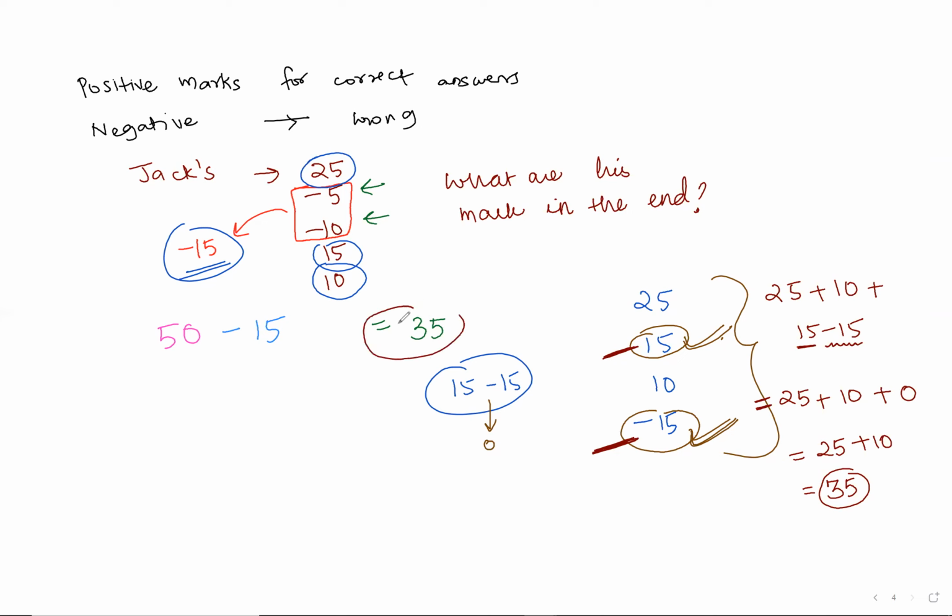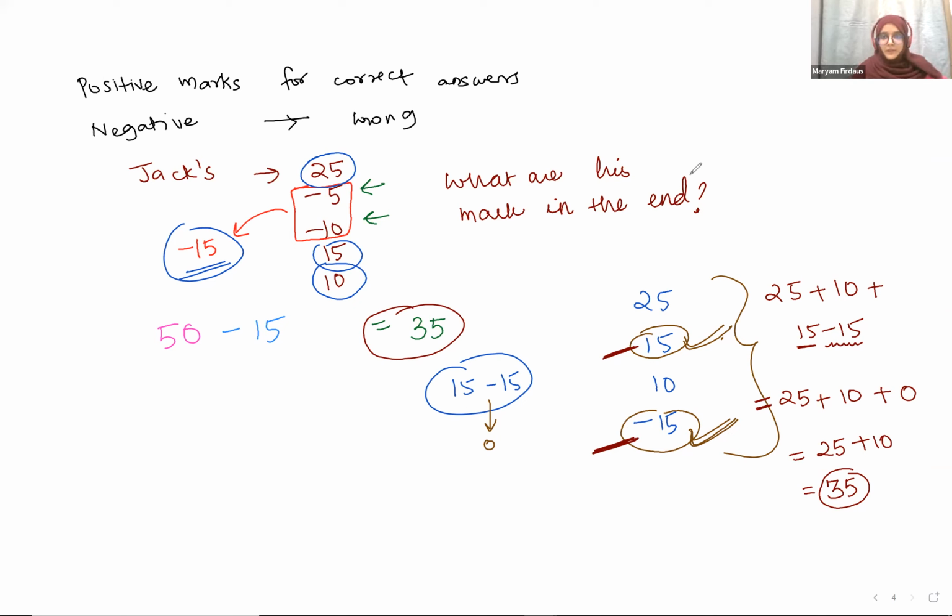Can I ask something? Yeah, sure. So you wrote 25 plus 10 plus 15 minus 15, but instead of 15 minus 15, why didn't you write 15 plus minus 15? No, 15 minus minus 15. Because we're not subtracting anything from this. They are marks. 25 is marks of first round. Instead of subtracting, why aren't you adding 15 and minus 15? That's what we are doing. We are adding.